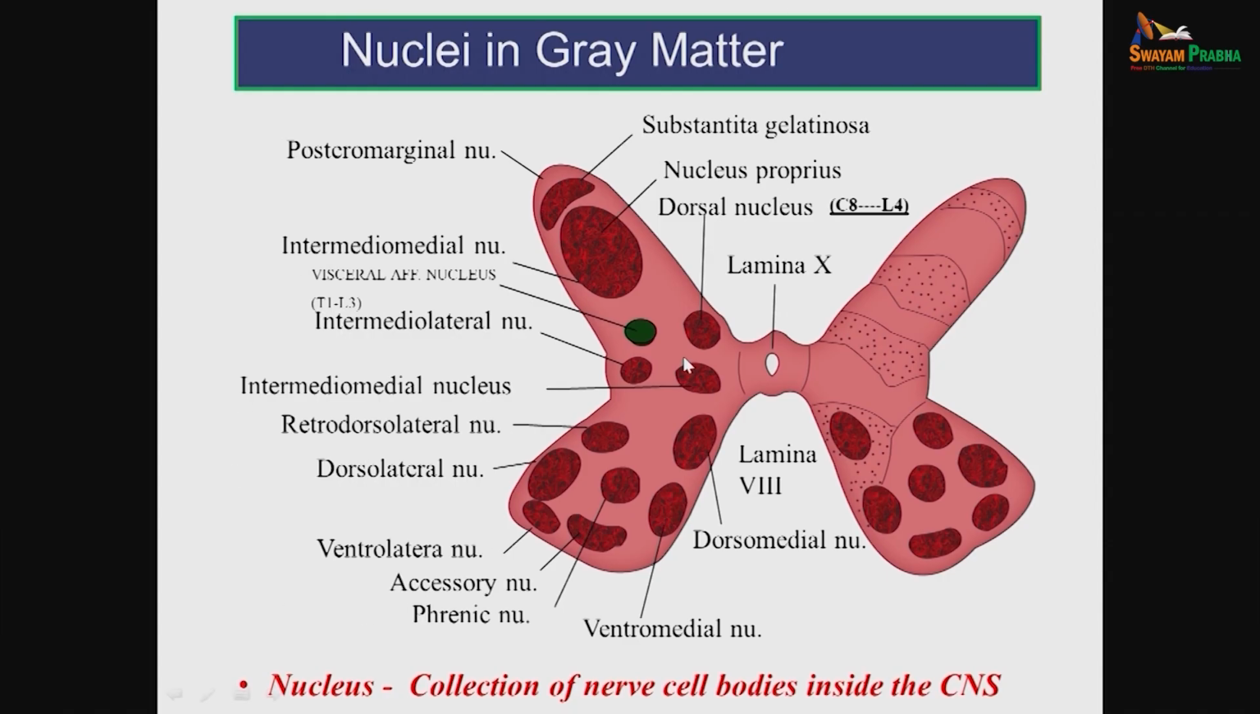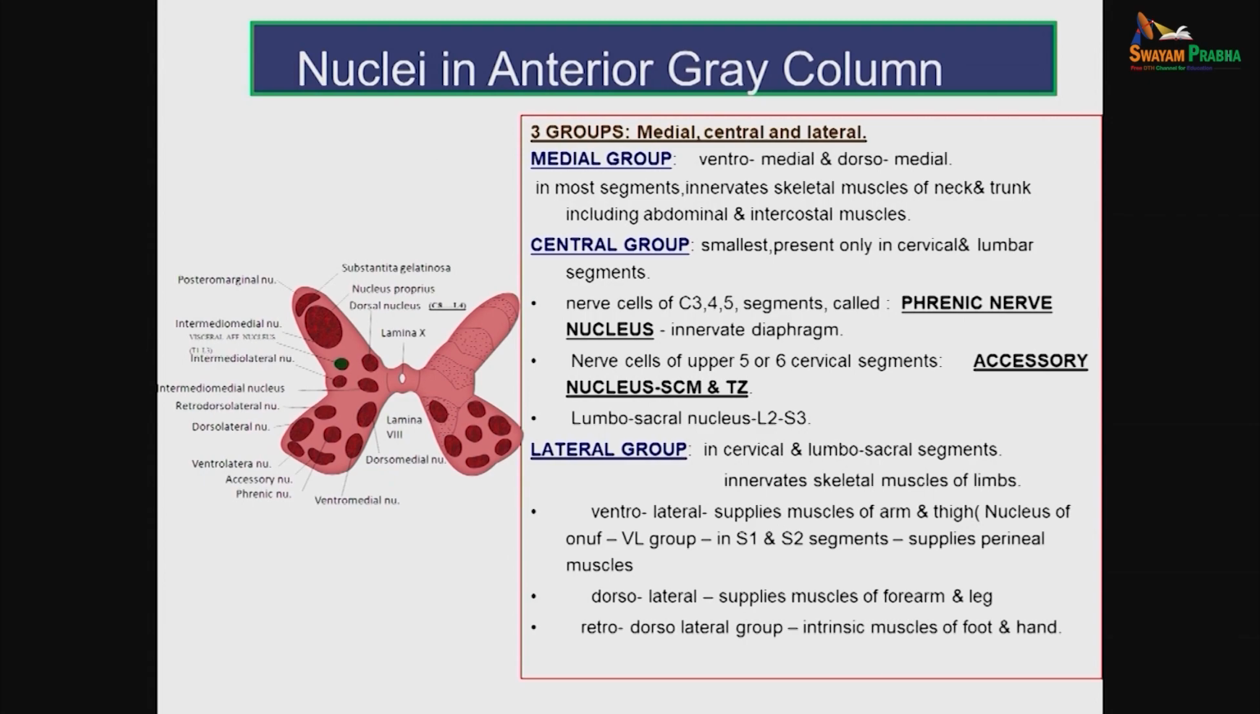So, in the spinal cord, in the grey matter, we are going to see the various nuclei which are present. We will talk about each of these grey horns or columns: anterior grey horn, posterior grey horn and lateral grey horn. What are the various nuclei which are present? First, we will take the anterior grey horn. What you are seeing in this picture, this is the anterior grey horn, this is the posterior grey horn, and here will be the lateral grey horn.